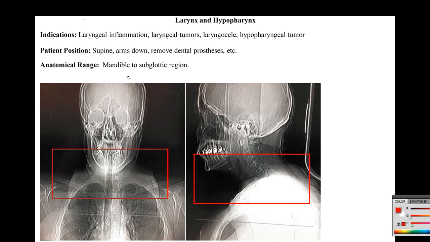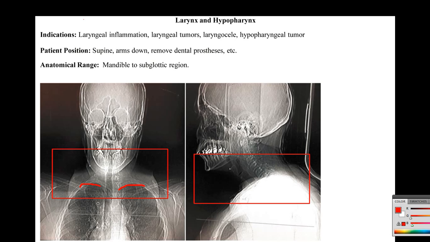The anatomical range is from the mandible to the subglottic region. However, it's kind of hard to differentiate where the subglottic region will be when you're looking at these two images. And so basically the easy way to get this anatomy is from the mandible to the superior portion, or the apices of the lungs. As we can see, the apices are in this area.